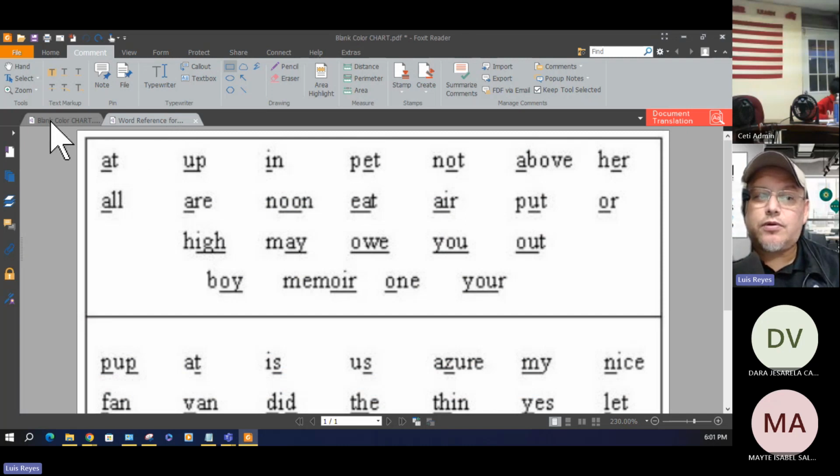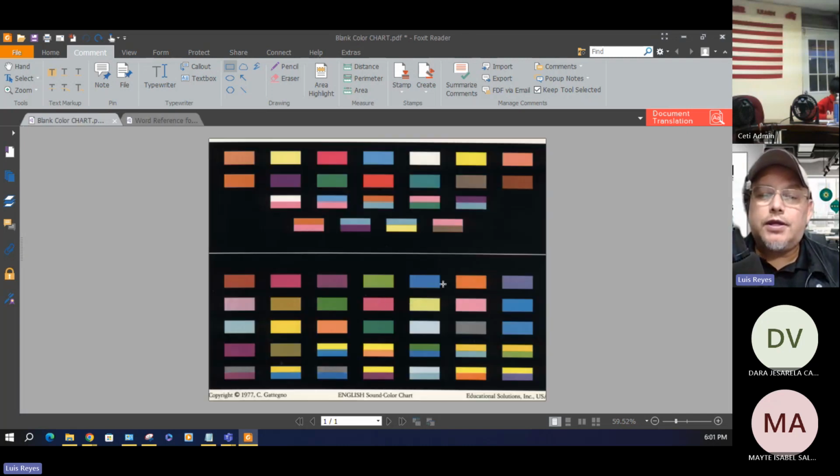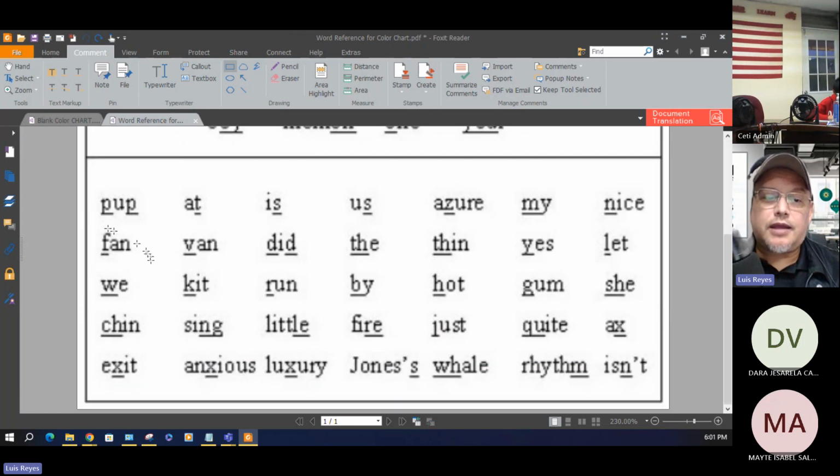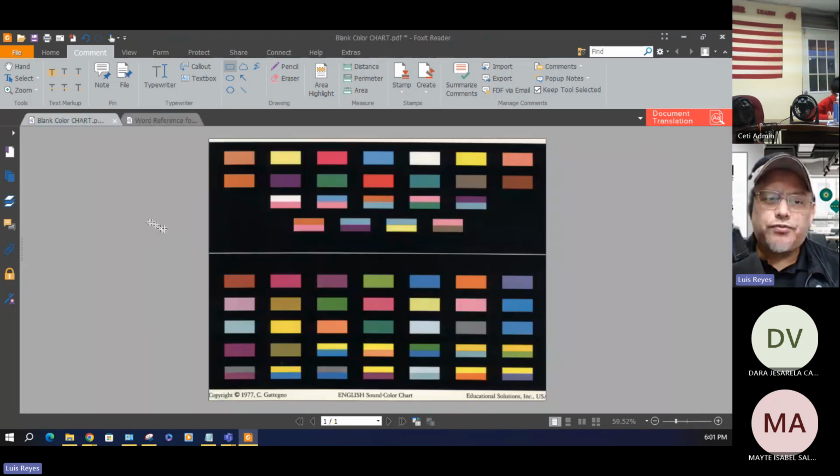Okay, so we learned the 23 vowel sounds, the top section. Now we're going to learn the 35 consonant sounds, the bottom section. And we're going to begin by identifying the word pop and the sound p, which is right here in the same position, color brown, p, right?